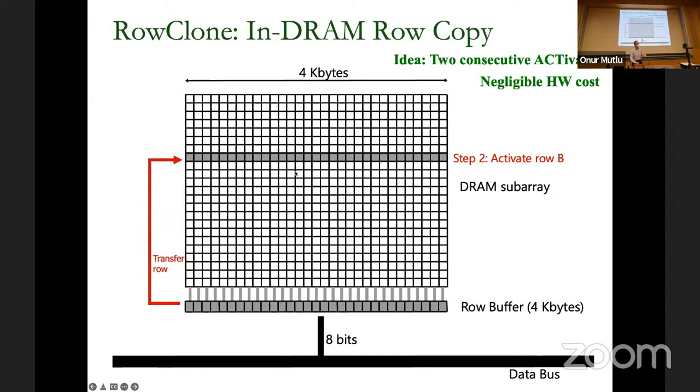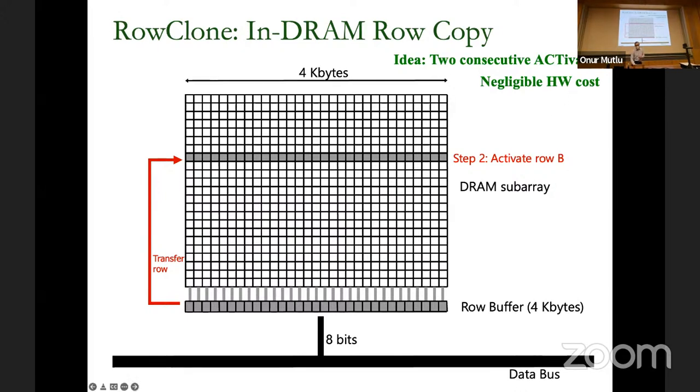You can use this for initialization also, because if you think about initializing a row to all zeros, let's say, it's a special case of copy. You can set one row to all zeros and copy that row over to every row that you want to initialize. So initialization is always a special case of copy.